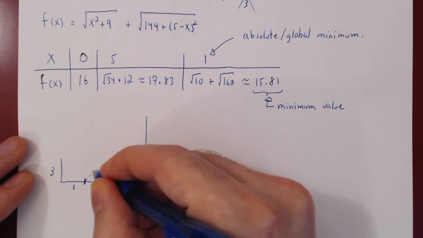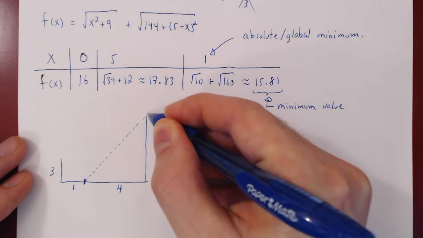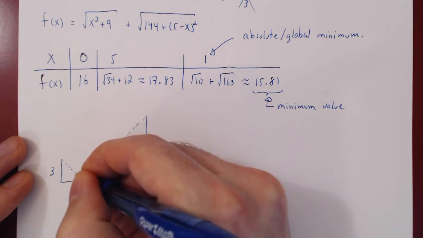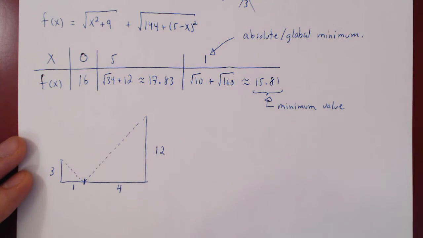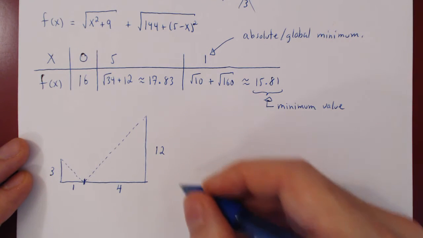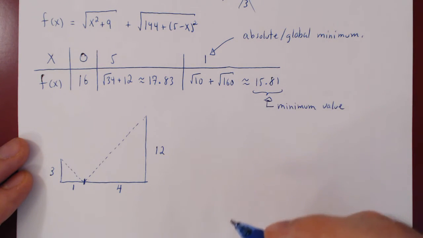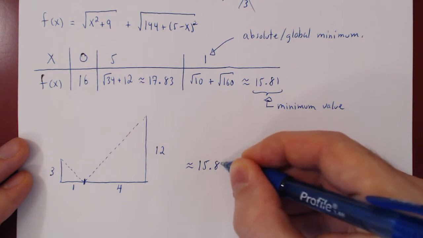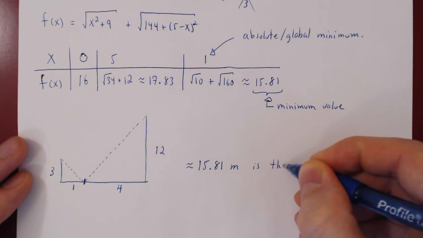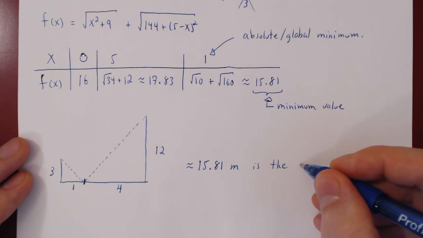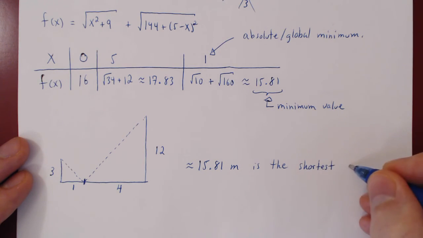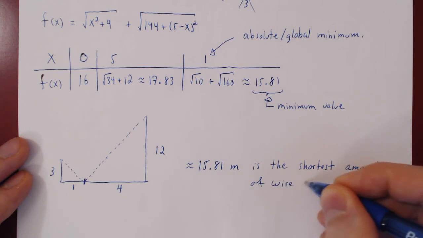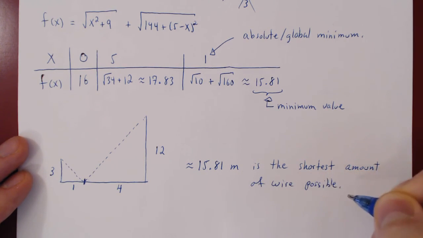longer post. And this way, by tying up the wire from the top of the two posts down to the stake, we will use the shortest amount of wire possible, in the amount of 15.81 meters. And this is our conclusion.